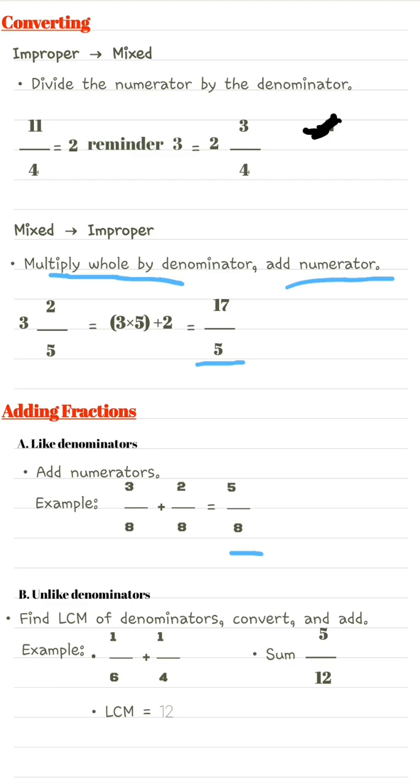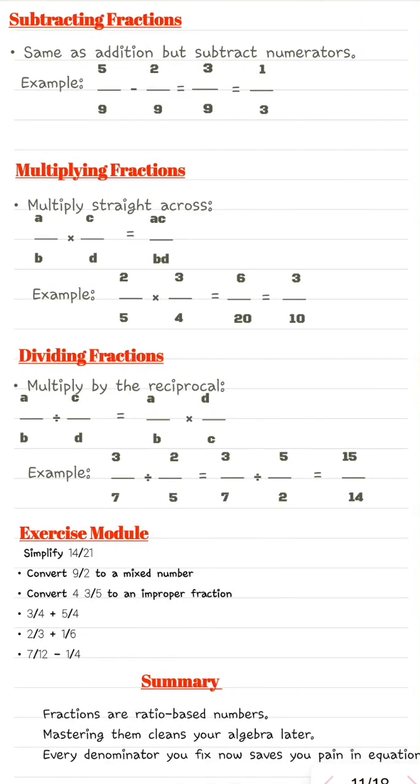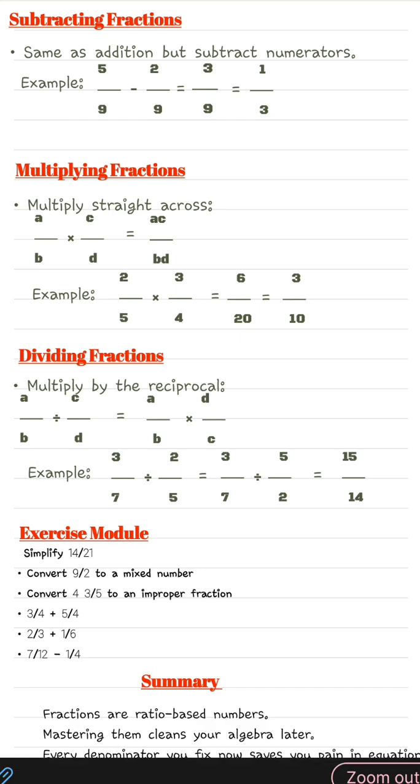B. Subtraction of fractions. The rules are the same as addition, but you subtract the numerators instead. Example, 5/9 minus 2/9 equals 3/9, which simplifies to 1/3.